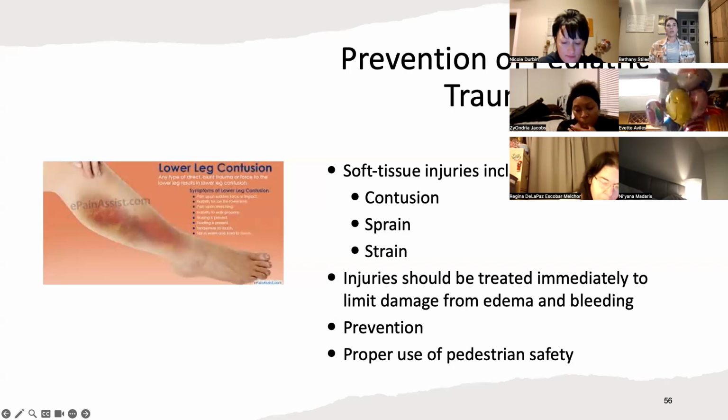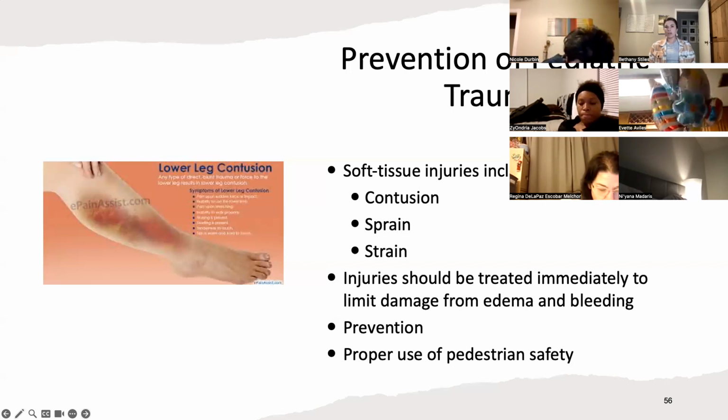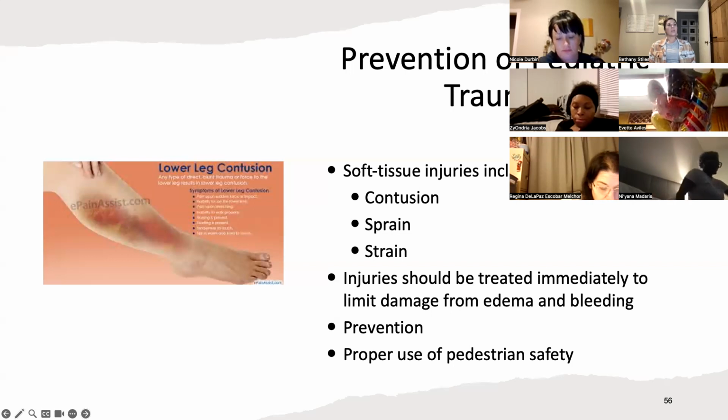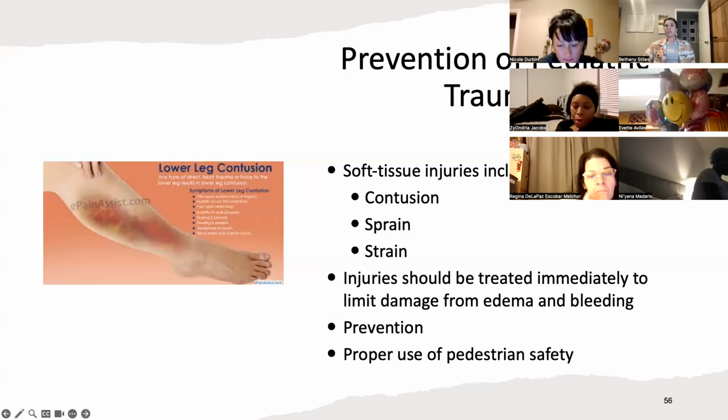We need to make sure that we're treating it immediately so we limit the damage, making sure that we're preventing as many of these injuries as we can using our safety equipment, and making sure that we're stretching when we're exercising, and then making sure that we're using proper pedestrian safety. As simple as that is, making sure that we're not running out and causing ourselves to twist an ankle or something.